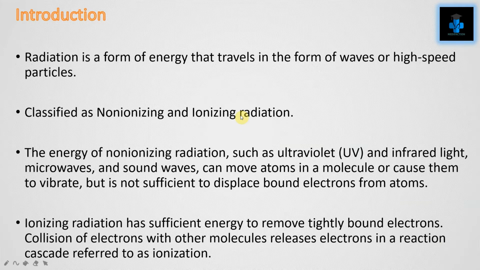The energy of non-ionizing radiation such as ultraviolet, infrared, microwaves, and sound waves can move atoms in a molecule or cause them to vibrate, but is not sufficient to displace bound electrons from atoms. In case of ionizing radiation, they have sufficient energy to remove tightly bound electrons. Collision of electrons with other molecules releases electrons in a reaction cascade referred to as ionization, and this makes them more dangerous.